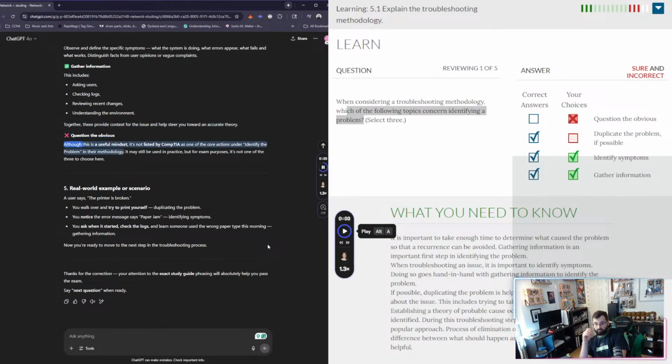Question the obvious. Although this is a useful mindset, it is not listed by CompTIA as one of the core actions under Identify the Problem in their methodology. It may still be used in practice, but for exam purposes, it's not one of the 3 to choose here. 5. Real-world example or scenario.